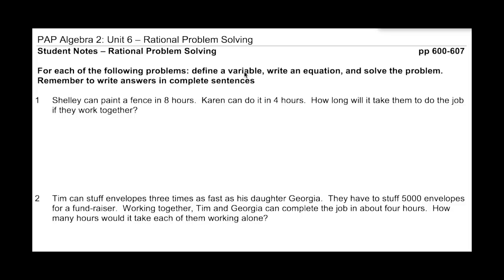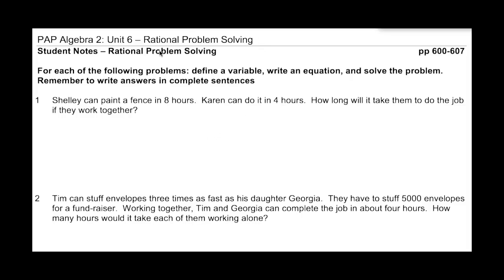We have a few simple steps to follow here, including defining a variable, writing an equation, and solving the problem. Now, I also want to draw attention that it says remember to write answers in complete sentences, or at the very least provide the units, because with rational problem solving, this is real world applications and just our numbers won't mean anything and won't receive full credit. We have to note what those numbers mean.